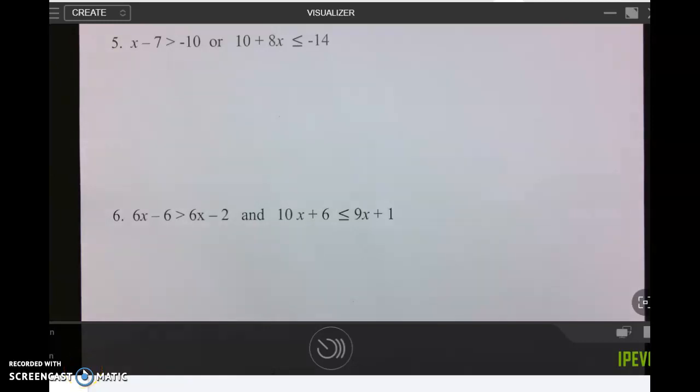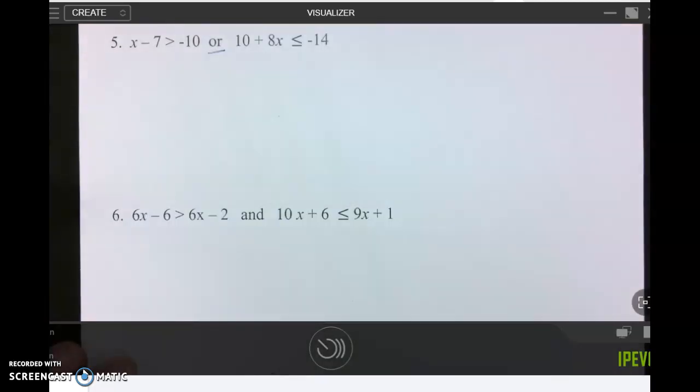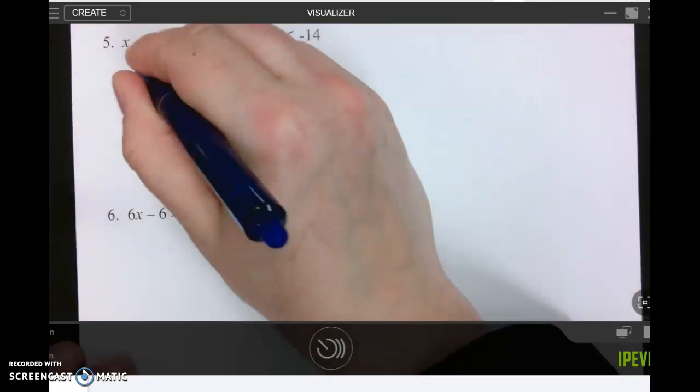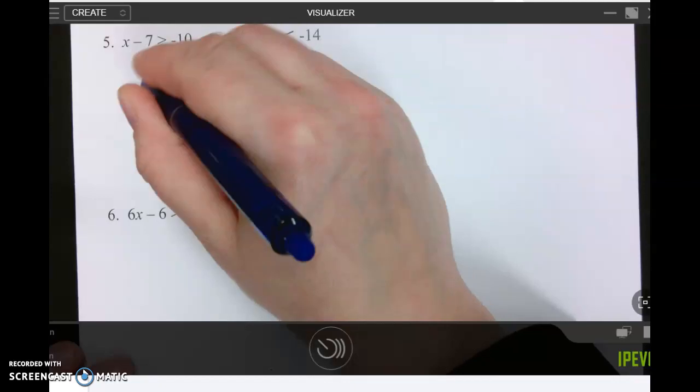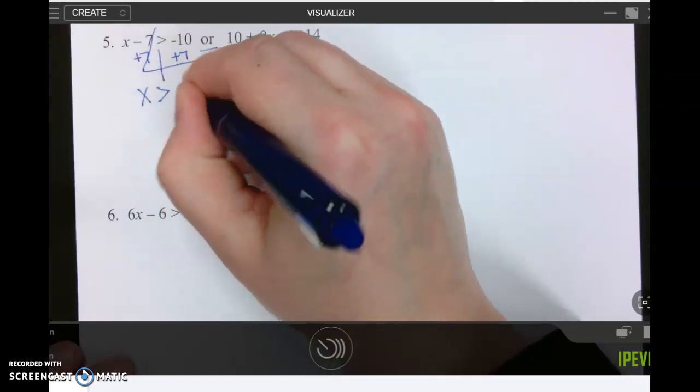Right, we're on the back side of your notes for 0B Day 2. And this is the special cases. We have an OR problem, and we are going to solve. To get this x of 1, we're going to add 7 to each side. And this gives us x is greater than a negative 3.